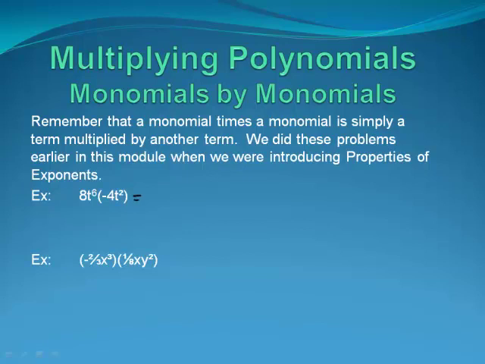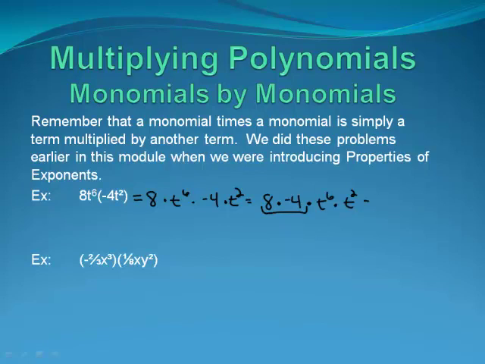And if you wanted to, you could rewrite that so it looked like this. You've got 8 times t to the 6th times a negative 4 times t squared. And also, if you wanted to, you could rearrange the order that those are written, because of the commutative property of multiplication, it doesn't matter what order you multiply in. So you could rewrite that as your constants first, 8 times negative 4, and then multiply that by your variable terms, t to the 6th times t squared. And at that point, that might make a little more sense to you.